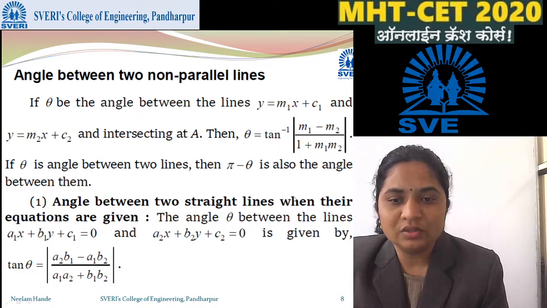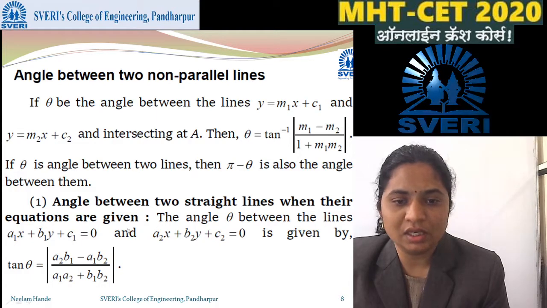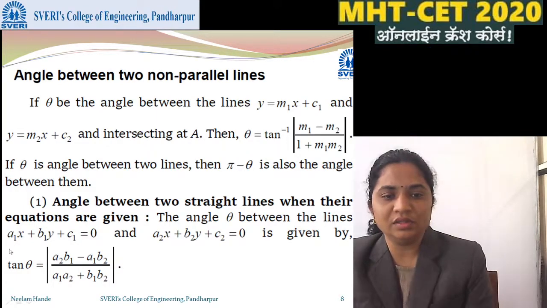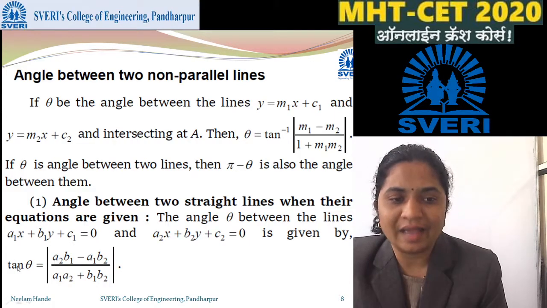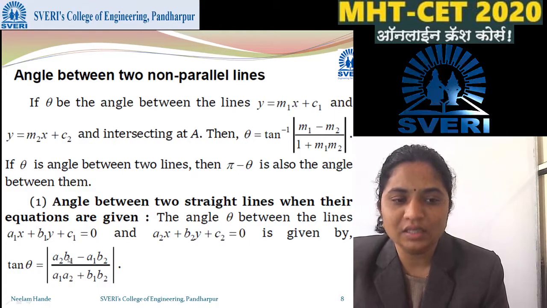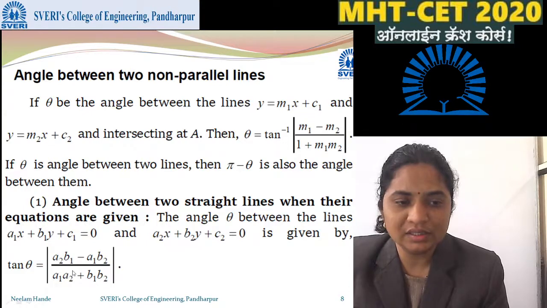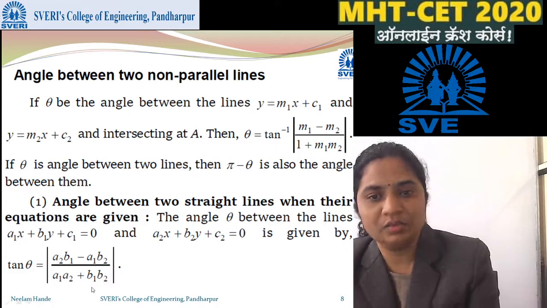Next, the angle between two straight lines where the equations are given. If theta is the angle between two lines, then it is given as tan theta equals (a2 b1 minus a1 b2) upon (a1 a2 plus b1 b2).